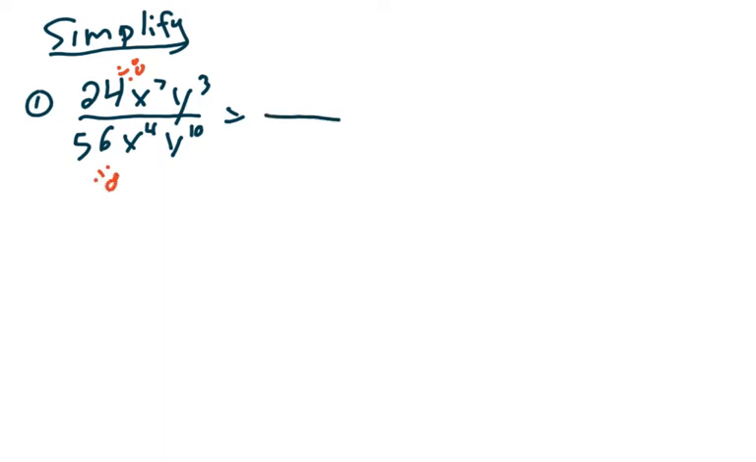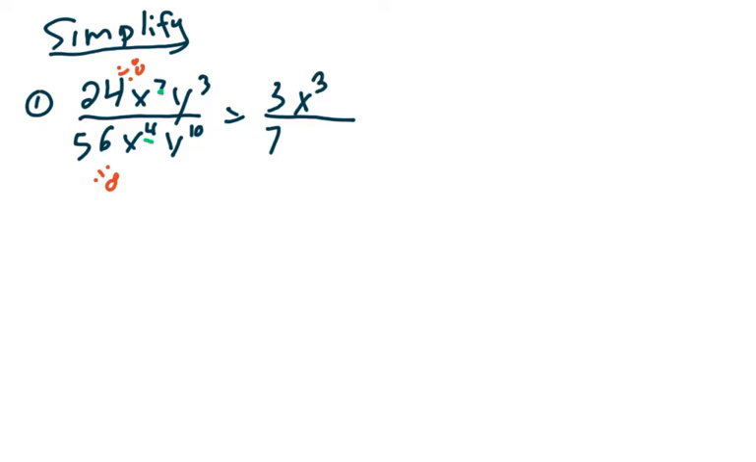When I do that, on the numerator I'm left with a 3, and on the denominator I'm left with a 7. And I can't reduce 3/7. Then I'm going to look at the x's. Remember, when we divide variables, we subtract their exponents. So x to the 7th minus x to the 4th would be x to the 3rd, and since it's positive, it'll go on the numerator.